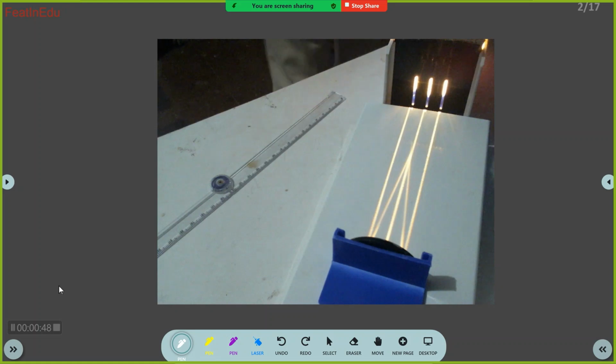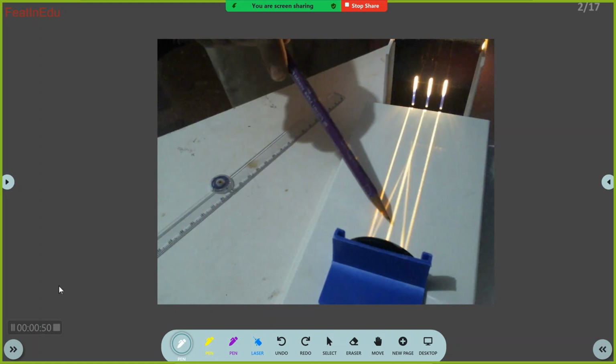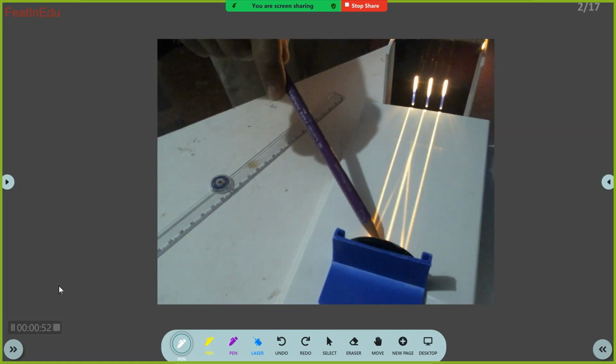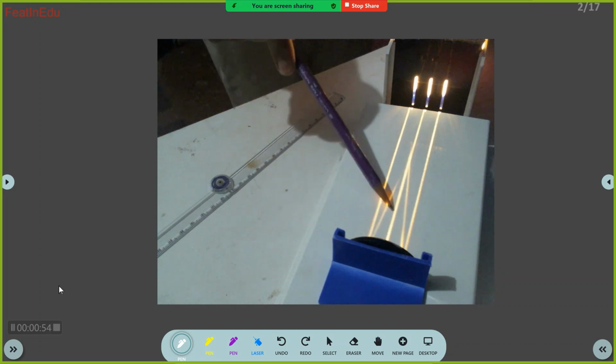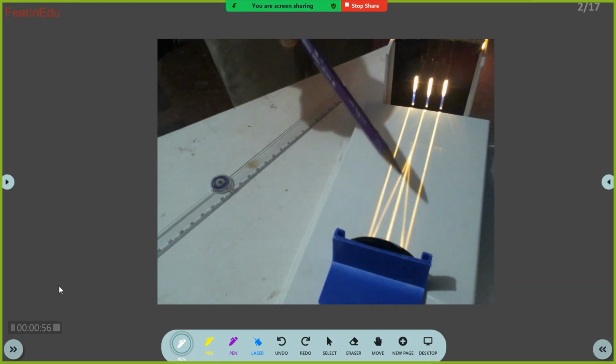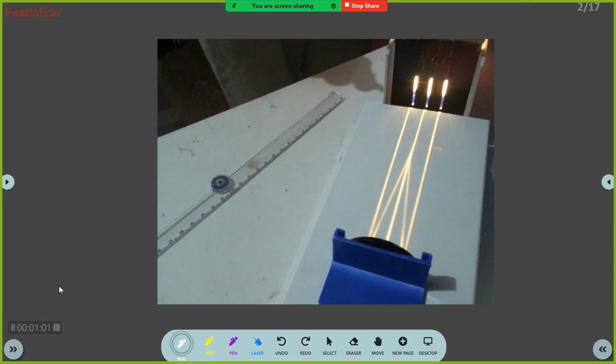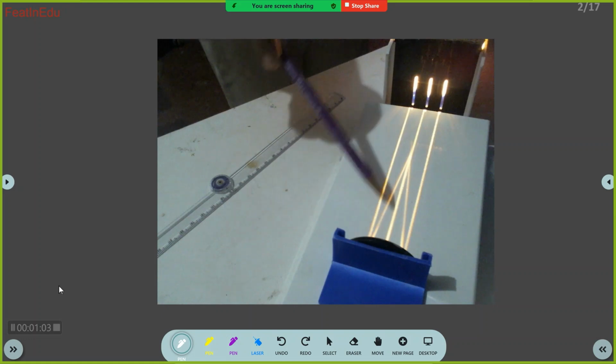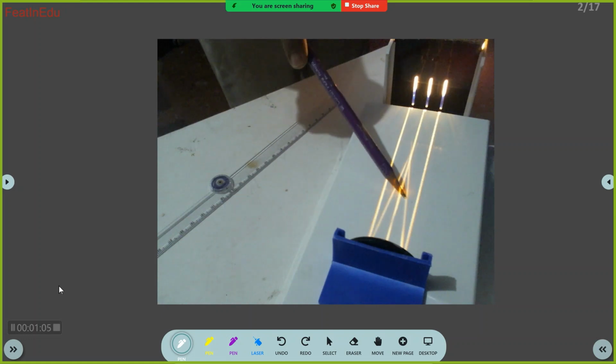So, this ray is traveling along the principal axis. And these two rays are paraxial rays. They are parallel to the principal axis and close to the principal axis. So, you can see after reflection, this is the reflected ray. I think all of you can see. They are meeting at this point.